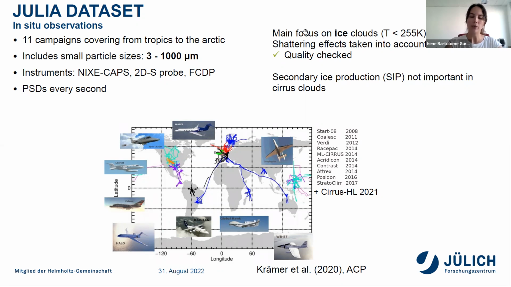As said, the main focus is on the ice particles, so it's going to be mostly in the cirrus clouds. Here, as you can see, the analysis includes temperatures lower than 250 Kelvin. There would be some mixed phase clouds, but for temperatures lower than this, it's considered that most of the water droplets would already be glaciated.